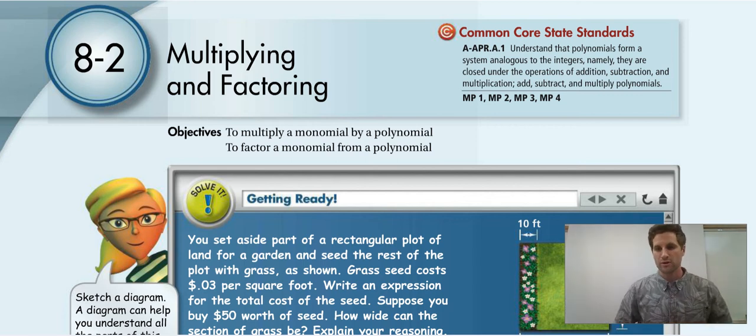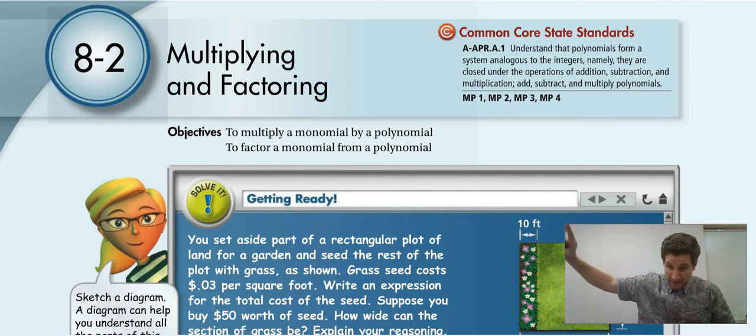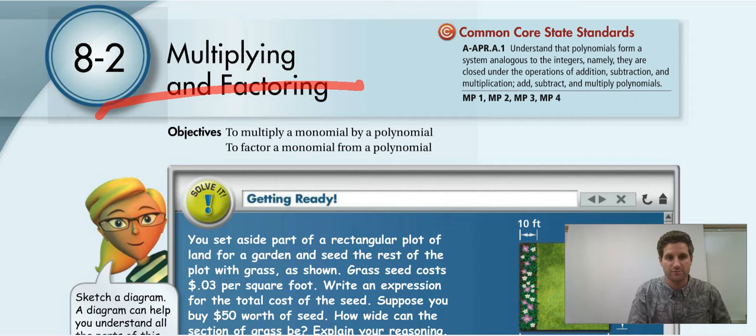Hey guys, we are here, 8-2, multiplying and factoring. That should be your heading on your notes. Objective, write the objective down. I want this in your notes, so get that heading, get the objective.